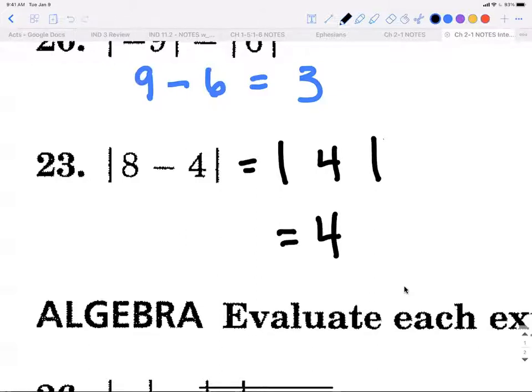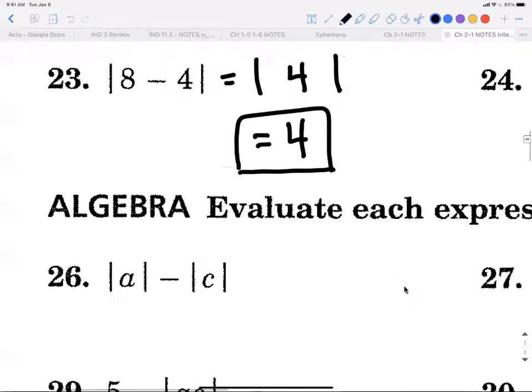Drop any signs, and it stays a positive 4. So it's kind of thinking about PEMDAS, right? Those absolute value signs sort of serve as parentheses, which means you do them first. So they are kind of a form of parentheses when you're thinking about order of operations. So we are going to work within the parentheses first, then we're going to evaluate the absolute value.